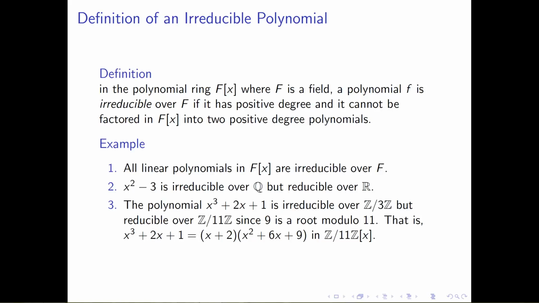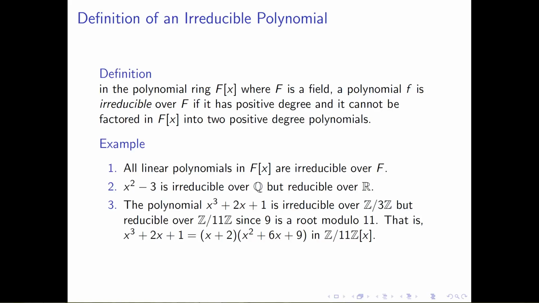0 plus 2 times 0 plus 1 is 1, that's not 0. 1 plus 2 plus 1 is 4, mod 3, that's 1. Then 2 cubed is 8, plus 4 is 12, plus 1 is 13, and mod 3, that's 1. It's not 0. Therefore, I checked 0, I checked 1, I checked 2 with some difficulty, but I was able to see that I never got 0 when I plugged them in, and that's the proof that this polynomial is irreducible.